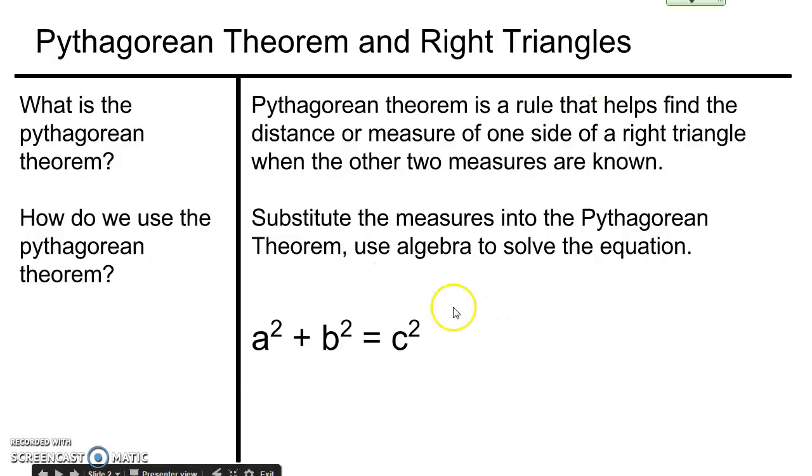And then copy this down: a squared plus b squared equals c squared. This is the formula that we call the Pythagorean theorem. Make sure you have that written down. If you're not done copying, hit pause, finish copying. When you're ready to move on, hit play.